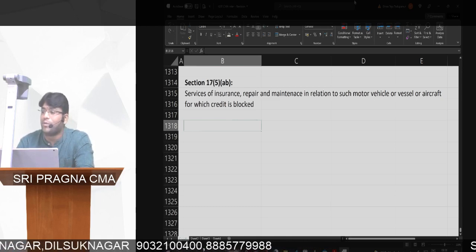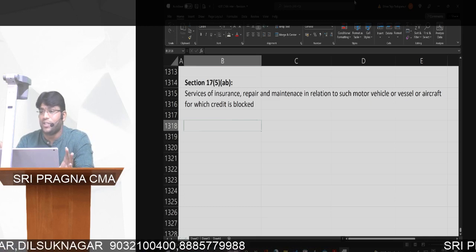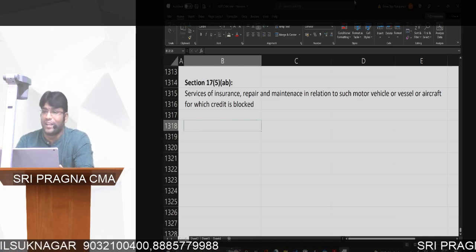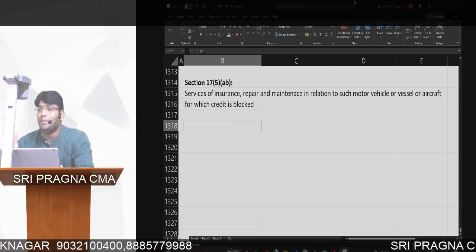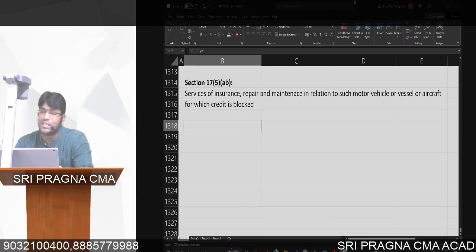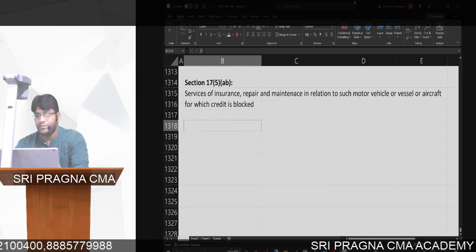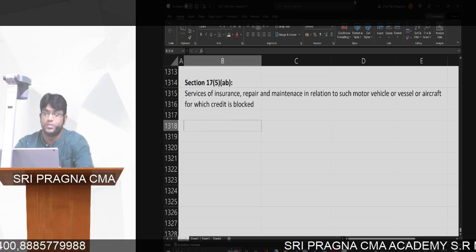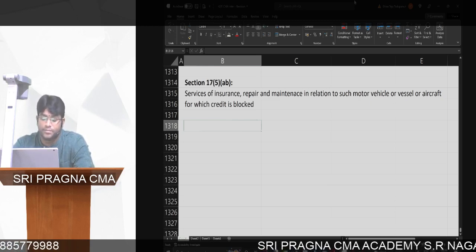Once upon a time the law was that only vehicle credit was blocked. So people stopped taking vehicle credit, but whatever repair bill or maintenance bill came, on that they took the credit. But now that is also blocked under 17.5AB. Take it. With this, the vehicle story is over.